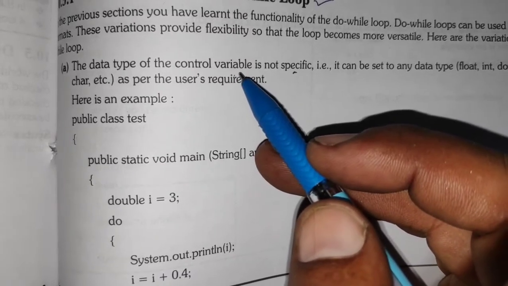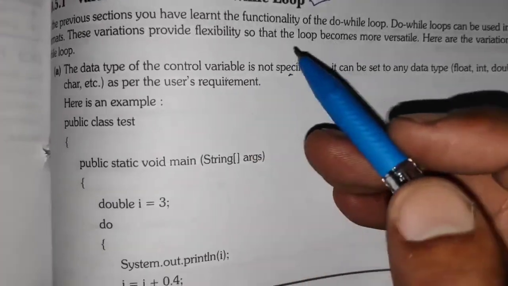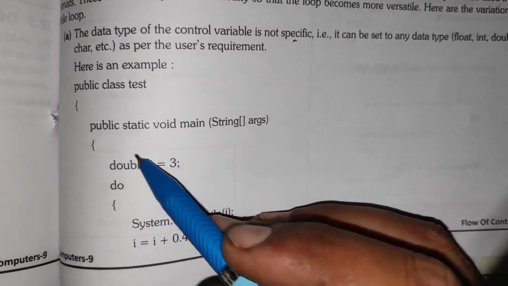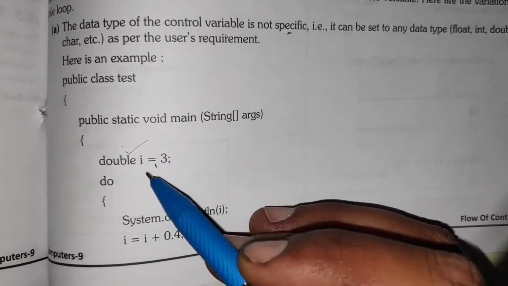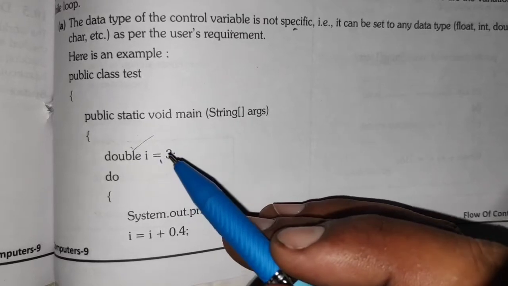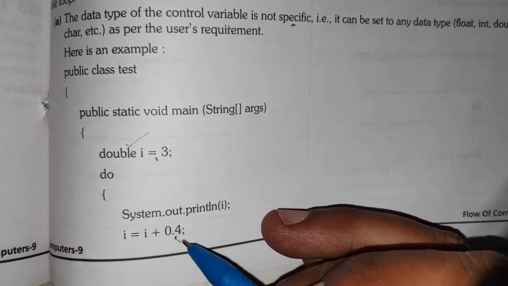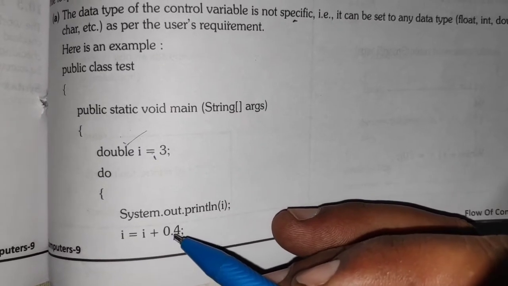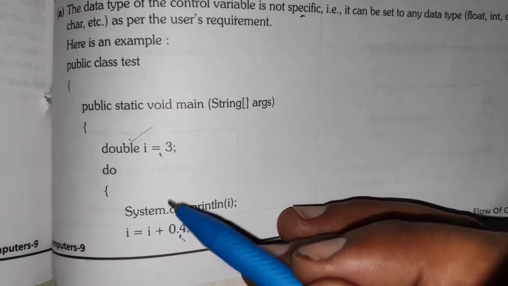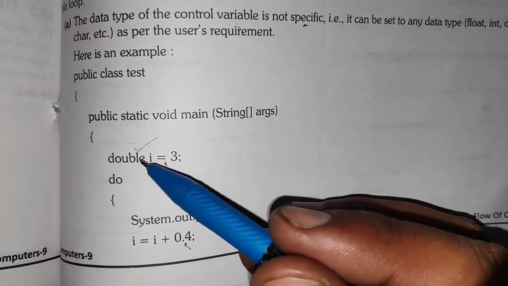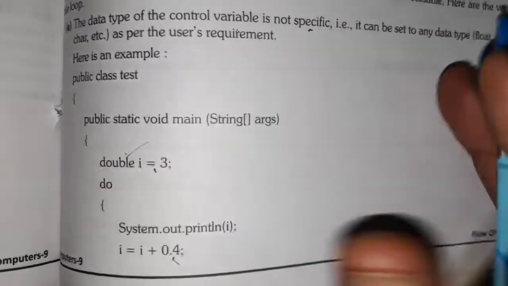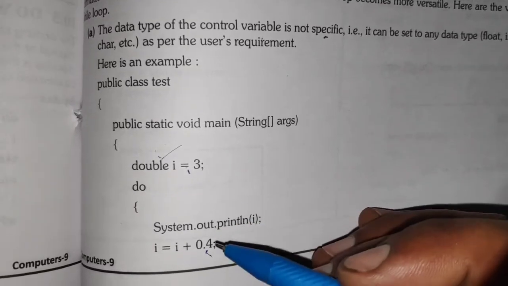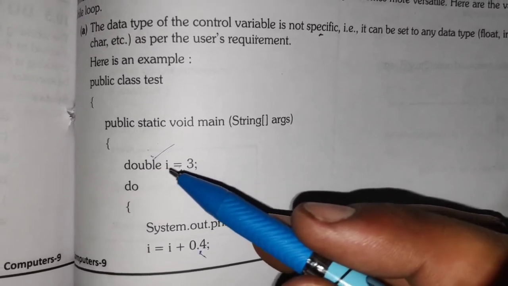So do while loop is an exit control loop. The first point is that the data type of the control variable is not specific, so you can use any data type for the control variable, not only in do while but in any type of loop. For example, if you want to use an integer type control variable, or any other type like float, double, character, you can use any type for the control variable.